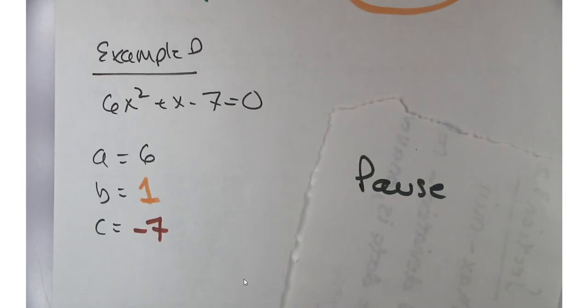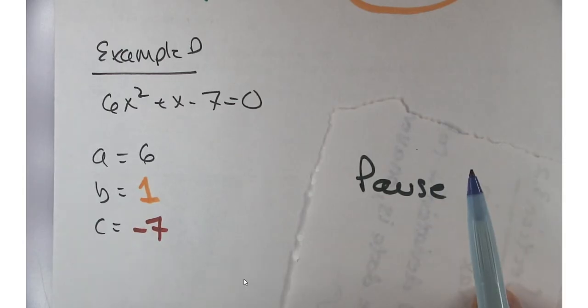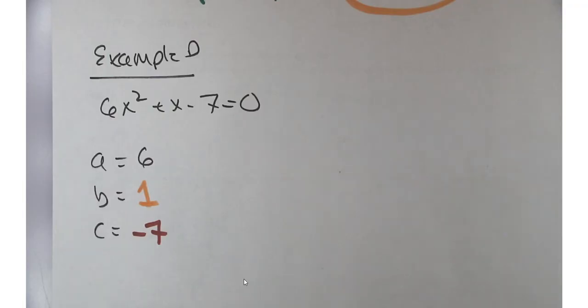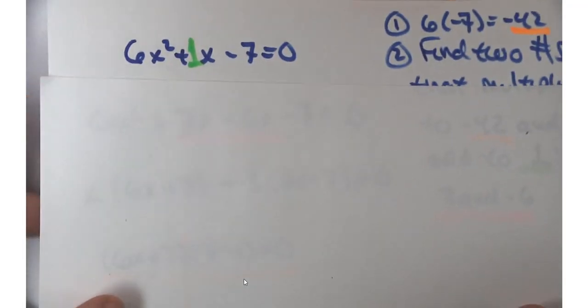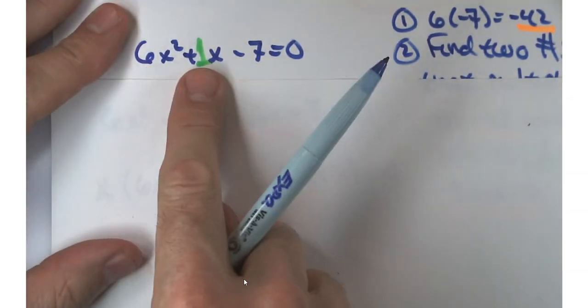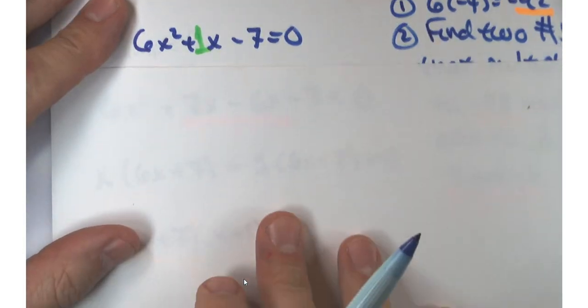Okay, let's check in on this one. You guys getting any answers? Did it work out nice? Nice and even? Of course, I only give you nice numbers, right? All right, so here we go.